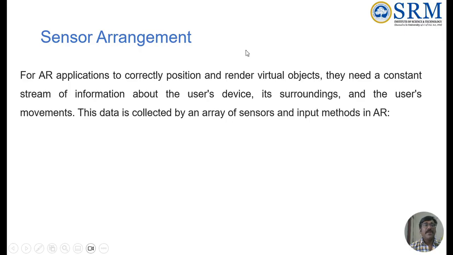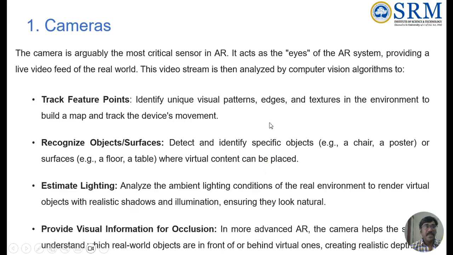So for an AR application to correctly position and render the virtual objects, it needs a constant stream of information about the user device, its surroundings, and the user's movement. This data is collected by an array of sensors and input methods in AR. So we have the camera. The camera is arguably the most critical sensor in an AR device.